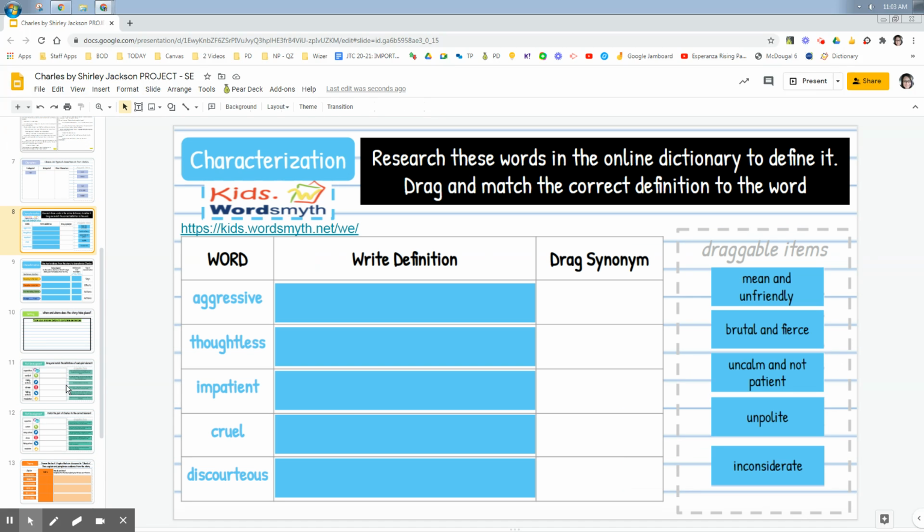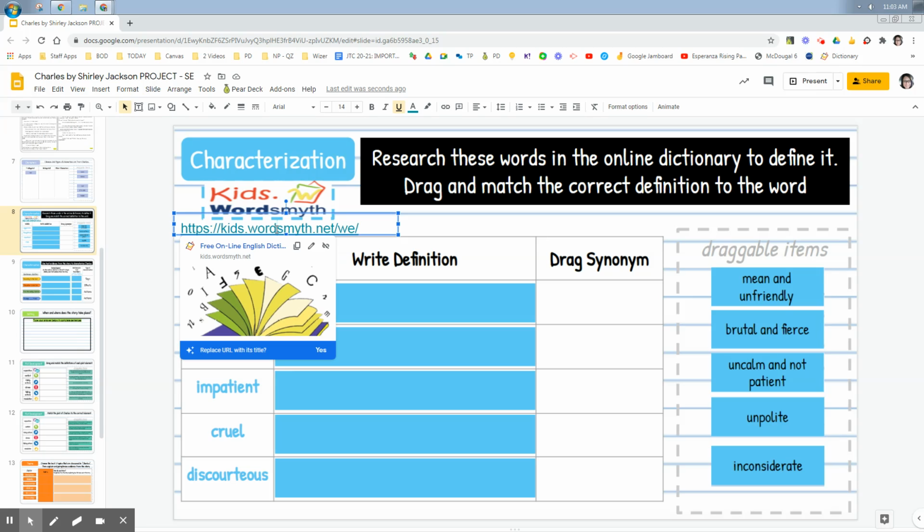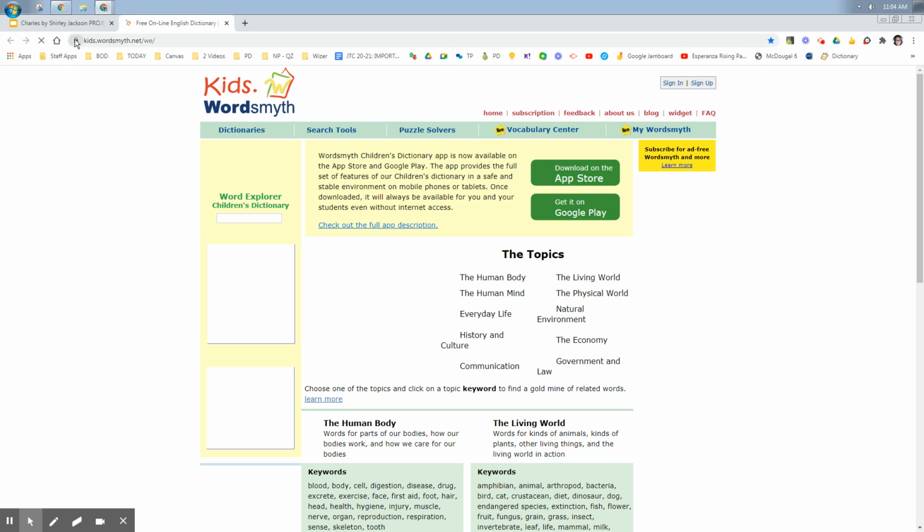Okay, slide 8 is about characterization. This is researching these words in the online dictionary to define each of these 5 words. The first step is to take a look at the chart. You have the words aggressive, thoughtless, impatient, cruel, and discourteous. What you're going to do is take this link that says kids.wordsmith.net, open it up, and this will be the online dictionary you're going to be using.